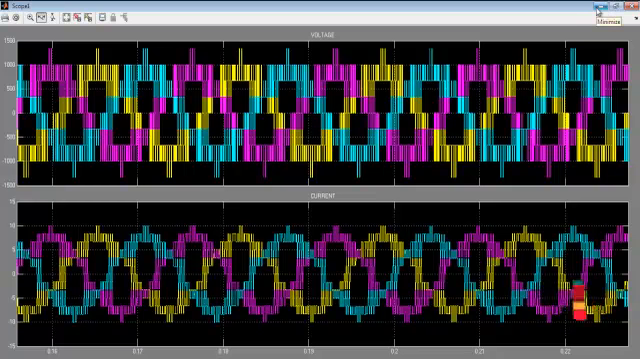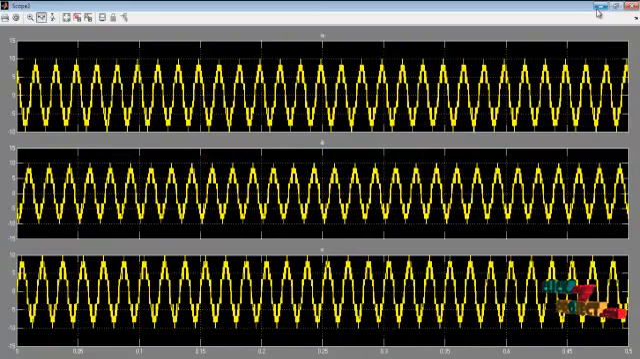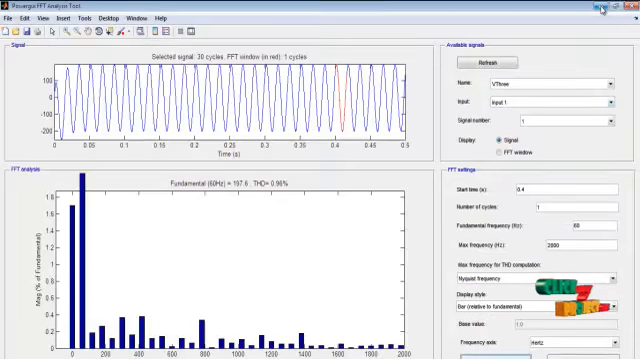Here the output is a 5 level inverter. So the output levels are 1, 2, 3, 4 and 5. This is the output voltage waveform VA, VB and VC respectively, and next is the output current IA, IB and IC respectively. Also, using the 5 level topology we can reduce the total harmonic distortion. Here we can see the total harmonic distortion is 0.96 percent. So this is the total harmonic distortion.